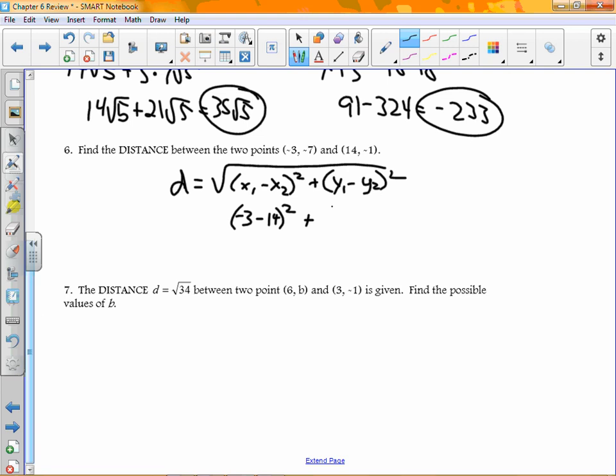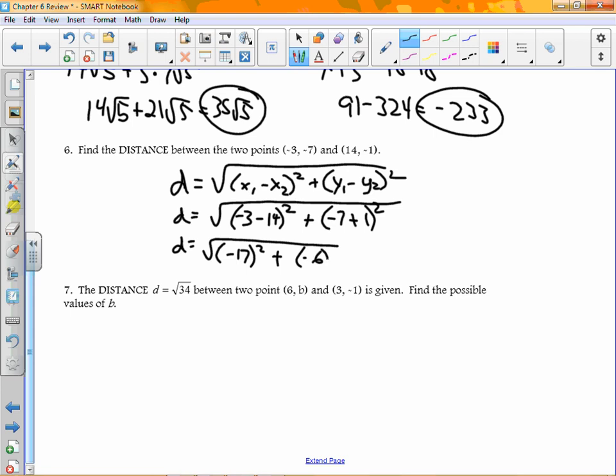So x1 is -3, x2 is 14, y1 is -7, y2. First step, substitute. Second step is you add or subtract. So this gives me -17 squared plus -6 squared. This step concerns me because I can't see everybody's paper all at once, guys.